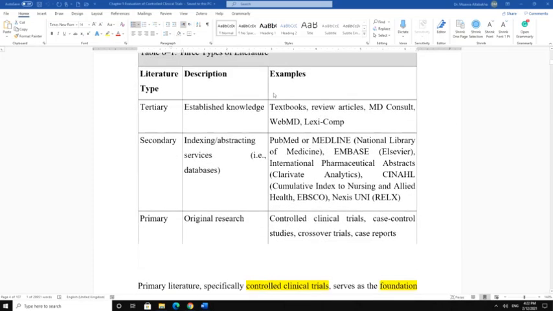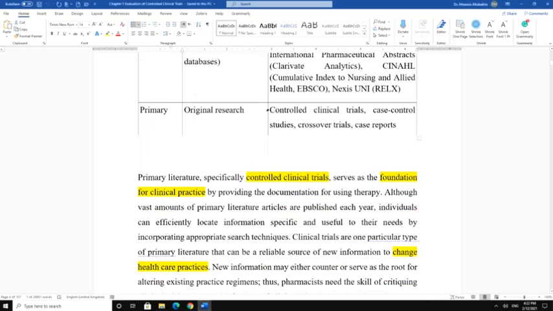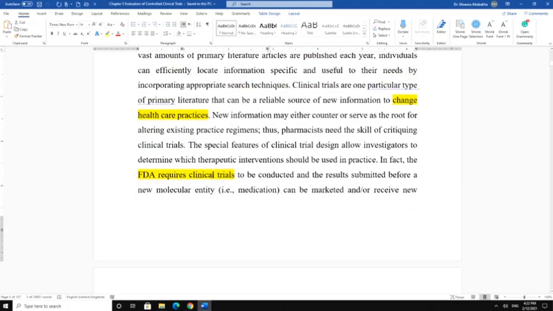For biomedical literature, you know that we classified literature to tertiary, secondary, primary, and we talked about each one of them in details in one of the previous chapters. For the primary, the main type of research that is used evidence-based is the controlled clinical trial, because it is one of the strongest studies that is used to change therapy. Controlled clinical trials serve as the foundation for clinical practice. It can change healthcare practices. Not only that, but for any new drug to be marketed, it needs to get approval from FDA. And in order to get approval from FDA, the company needs to do clinical trials.